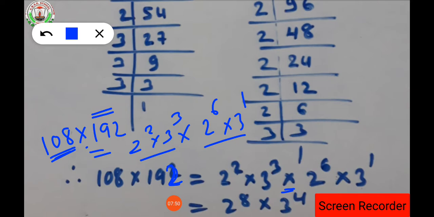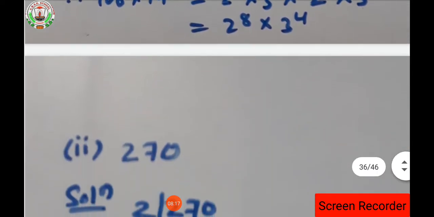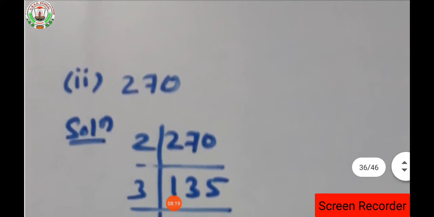Now, taken together, what will be the factor? 2 to the power 2 into 2 to the power 6 will be 2 to the power 6 plus 2, that is 8, into 3 to the power 3 and 3 to the power 1, which will be 3 to the power 4. So what is the answer for the exponential form of the factors of the numbers 108 into 192? It will be 2 to the power 8 into 3 to the power 4.